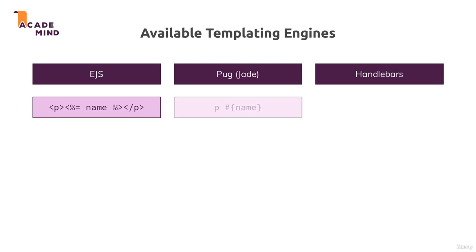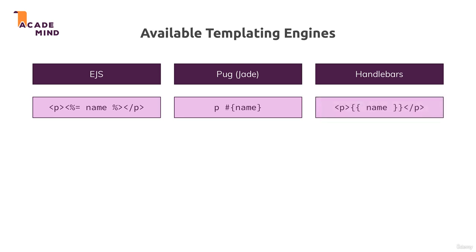Pug uses a different syntax. It doesn't use real HTML. It replaces this with a minimized or minimal version. And then it also allows you to output dynamic content with this syntax, the hashtag curly brace syntax, for example. Handlebars, in turn, uses HTML again, but then you have the double curly brace placeholders for the dynamic content. So similar to EJS, actually, Handlebars has a bit less features available, or it follows a different philosophy, but it's closer to EJS. Pug is the outlier here, which also uses a different HTML syntax.